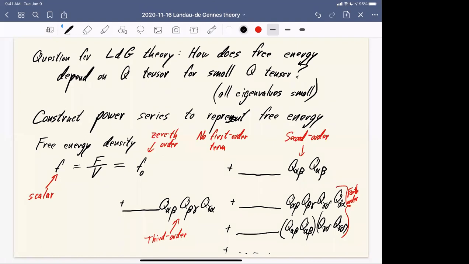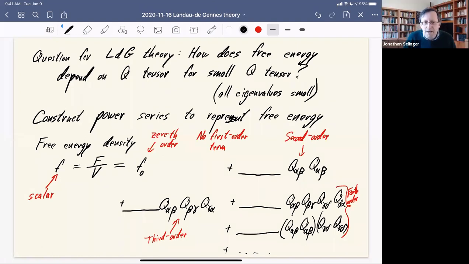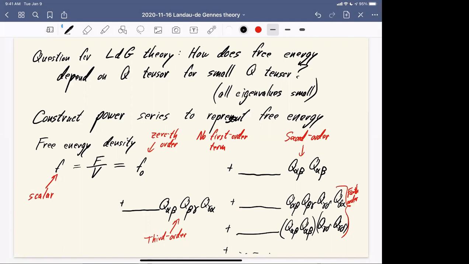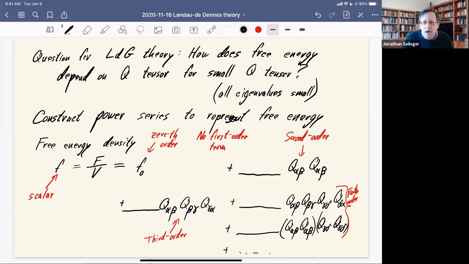Last week, we were talking about how to make a theory for the magnitude of nematic order, and in particular, a theory to determine where the isotropic nematic transition is. How does a system go from having no nematic order to having some?